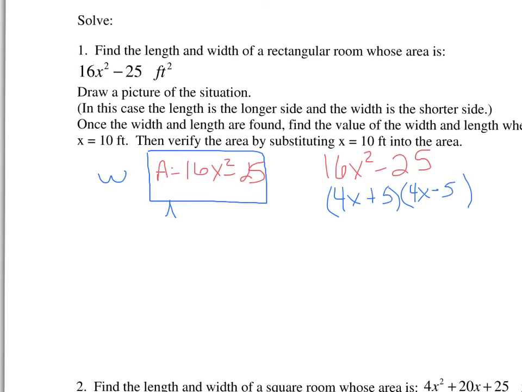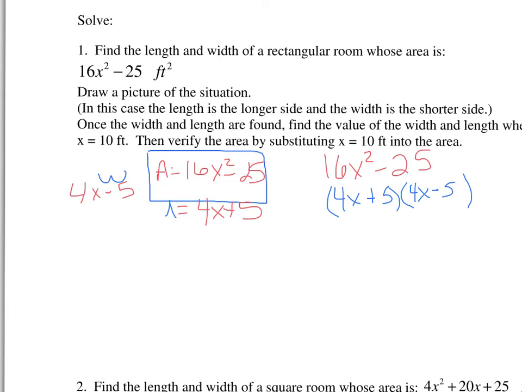So the length will be the longer one, which is 4x plus 5, and the width will be the shorter, 4x minus 5. In this case, it says the length is the longer and the width is the shorter. Once the width and length are found, find the value of the width and length when x equals 10. So we're just going to substitute 10 into each of these expressions to give the length and width a number value.